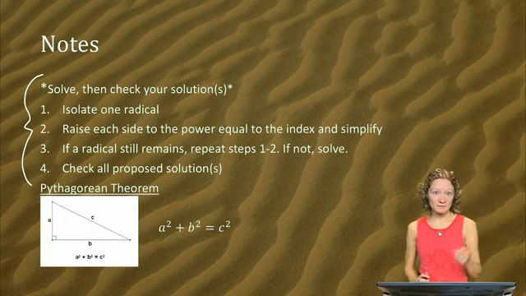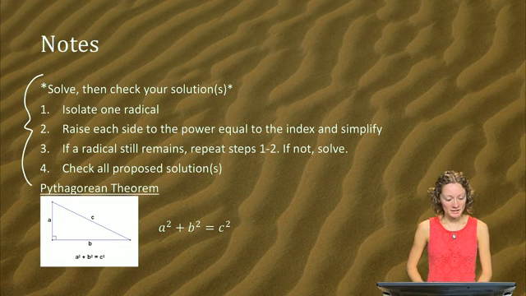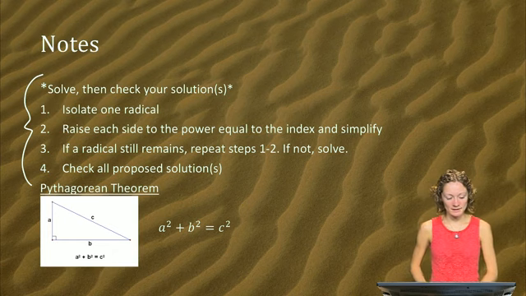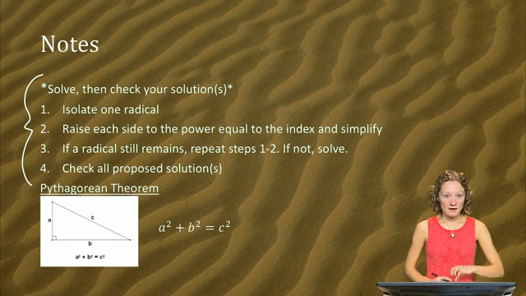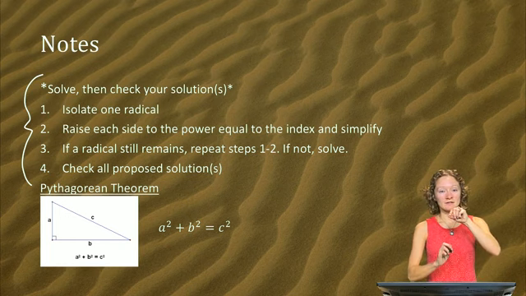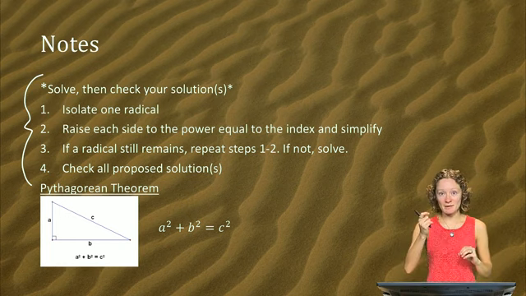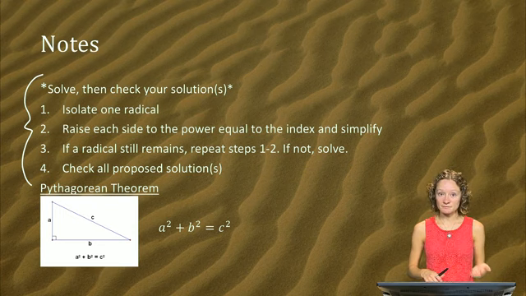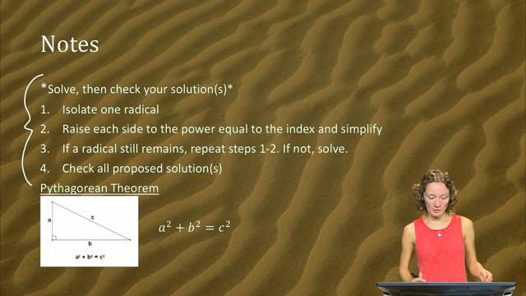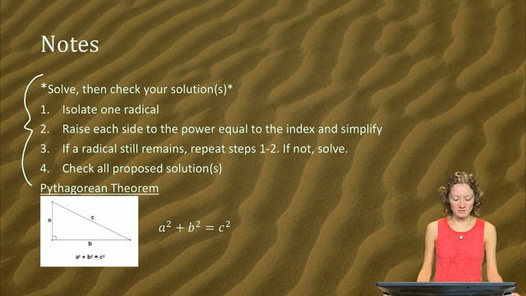So these are some steps we can follow to solve problems. The first one would be isolating one of the radicals. If there's only one, then that's the only thing you'll do, isolate the radical. Then we'll raise each side to the power equal to the index and simplify. So if we have a square root, then we're going to square both sides of the equation, because the second power will undo the square root. Then the third step, if a radical still remains, repeat steps 1 and 2. If not, continue solving. And then the last step would be to check all proposed solutions. There might only be one, there might be two, just depends.